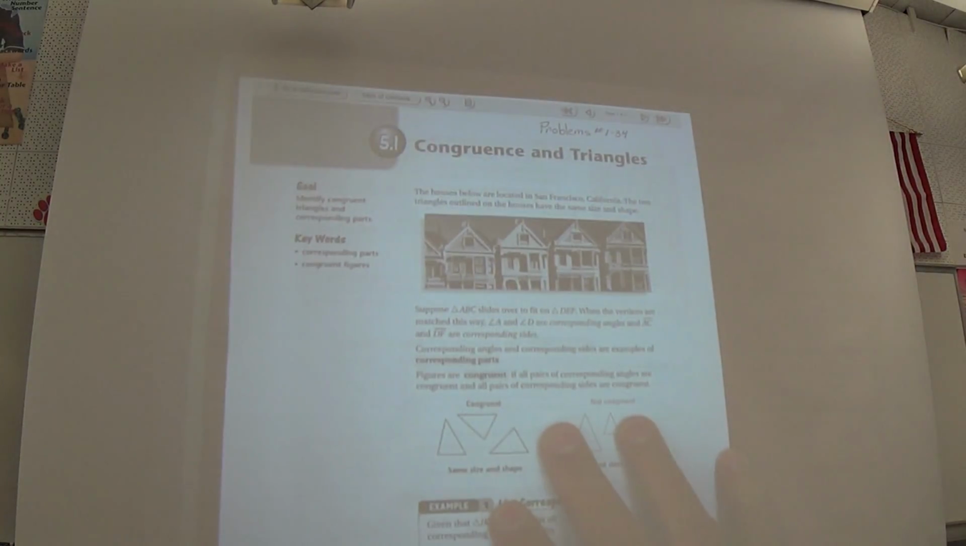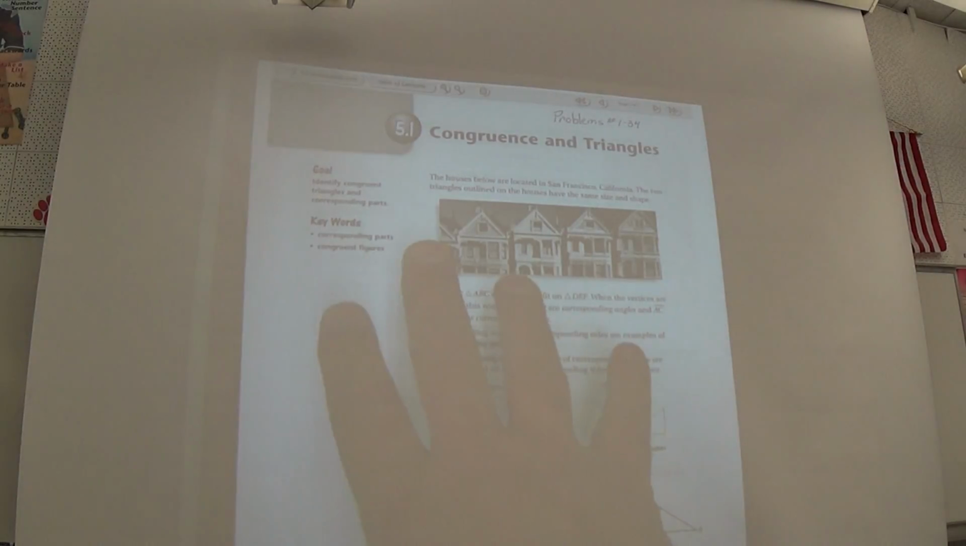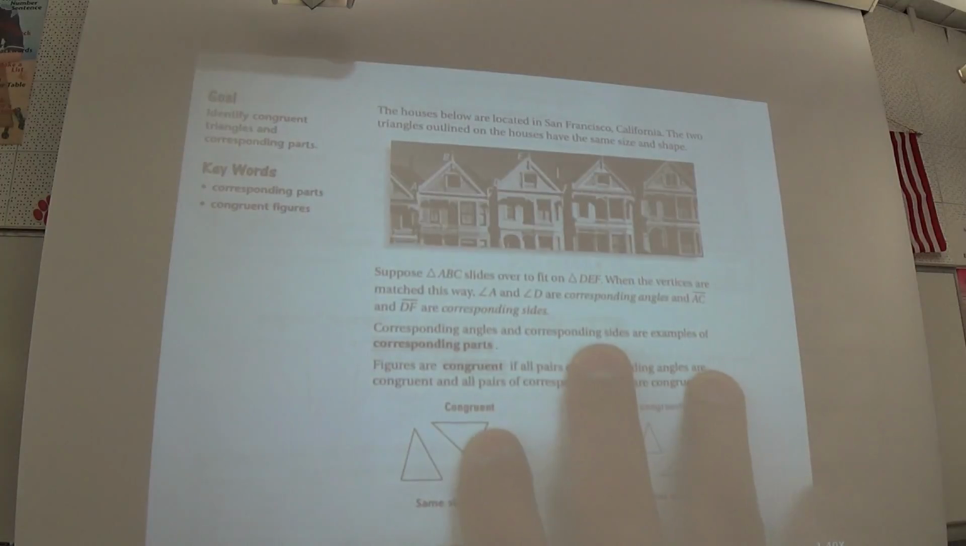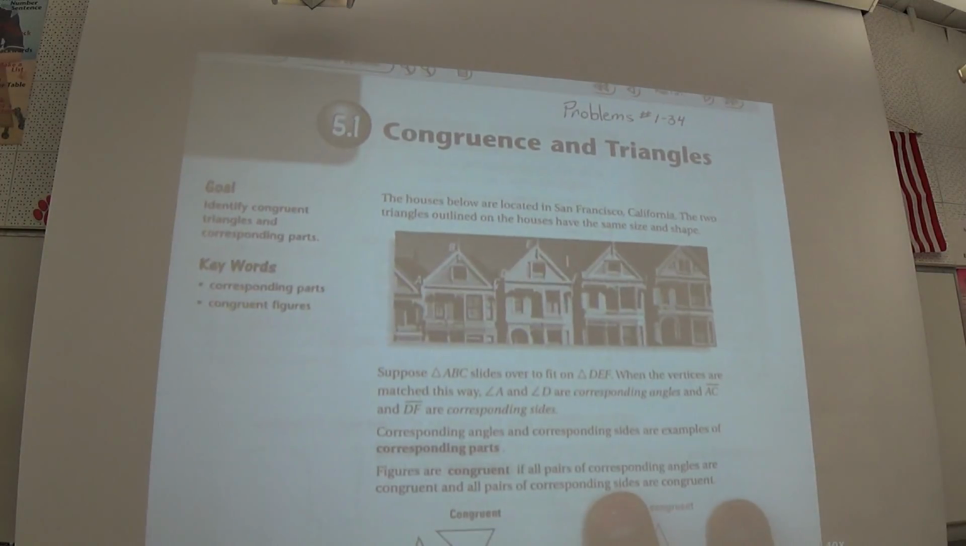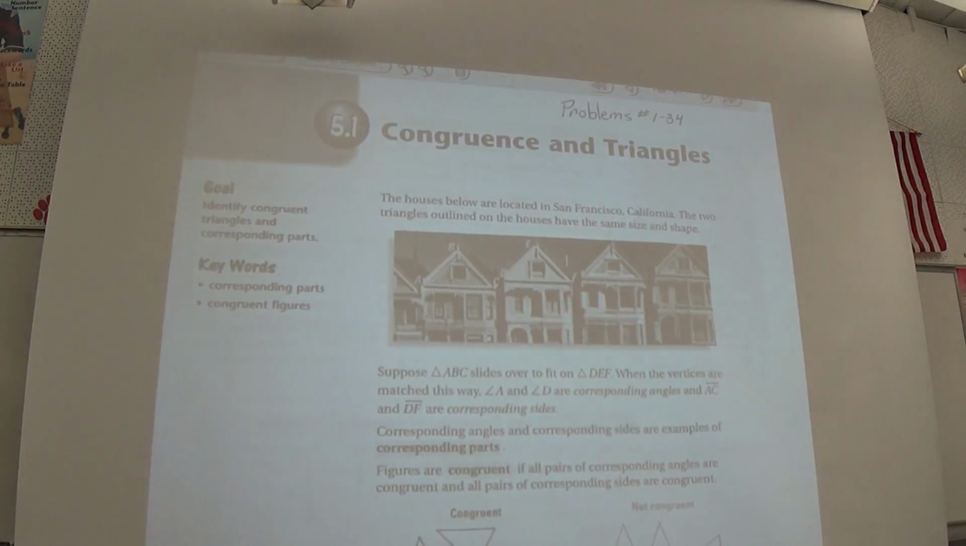And the problems that I'm going to assign today seem like a lot, but it's really an easy assignment, so it's not going to be that difficult, even though it seems like there's a lot of problems to do. But at the top of your page, I want you to write these problems. These are the problems that are going to be due at the beginning of class tomorrow. It's problems number 1 through 34. Problems 1 through 34. Okay.